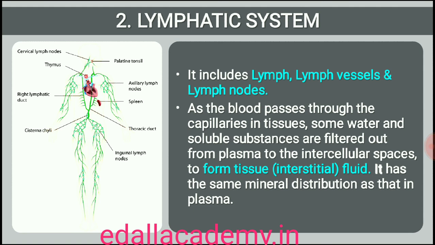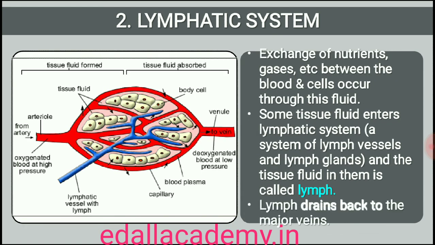18.2 Lymph, which is tissue fluid. As the blood passes through the capillaries in tissues, some water along with many small water-soluble substances move out into the spaces between the cells of tissues, leaving the larger proteins and most of the formed elements in the blood vessels. This fluid released out is called the interstitial fluid or tissue fluid. It has the same mineral distribution as that in plasma. Exchange of nutrients, gases, etc., between the blood and the cells always occur through this fluid.